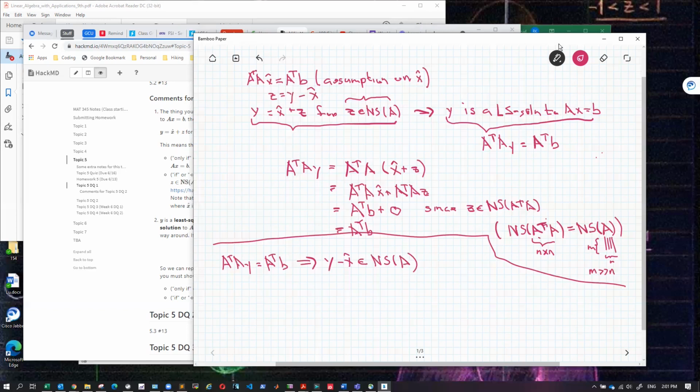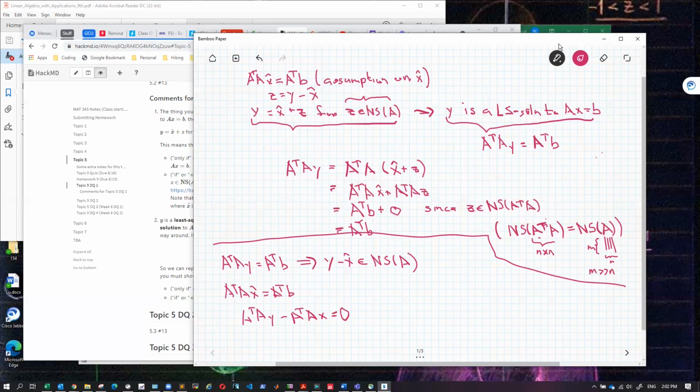So what I have is this here, but I also have this. This is a standing assumption through the whole problem. So I can subtract this side. I get A transpose A y minus A transpose A x hat equals, and this is just A transpose b minus A transpose b, so that's 0.